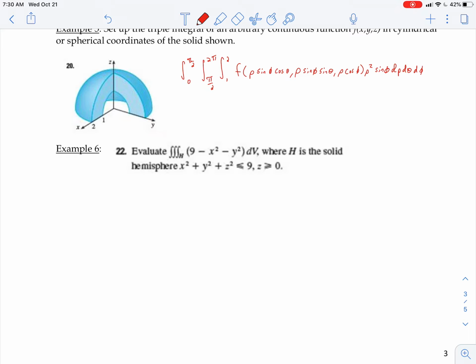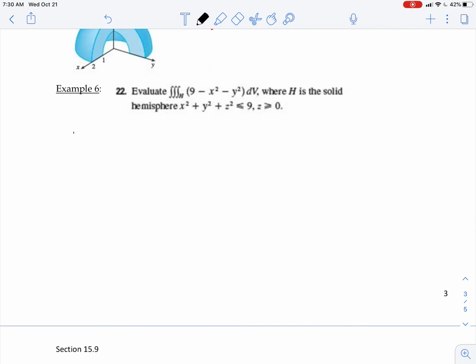All right, example 6. Evaluate the triple integral of 9 minus x squared minus y squared dV, where H is the solid hemisphere x squared plus y squared plus z squared is less than or equal to 9, and z is greater than 0. I'm going to draw it. You might have the picture in your head and not need to draw it, and that's fine, but I want to draw it for the notes so everybody can see.